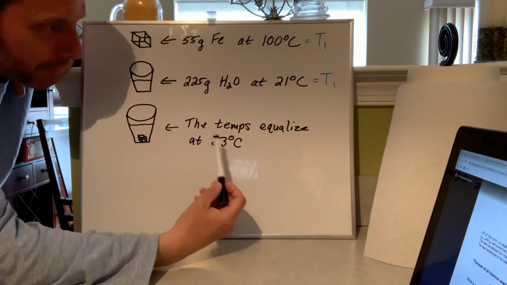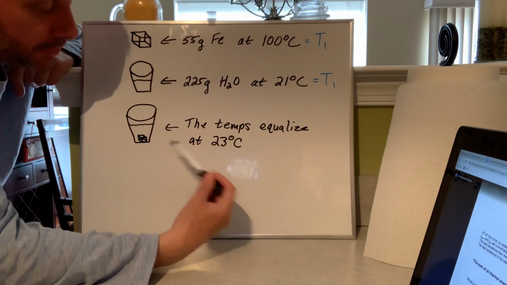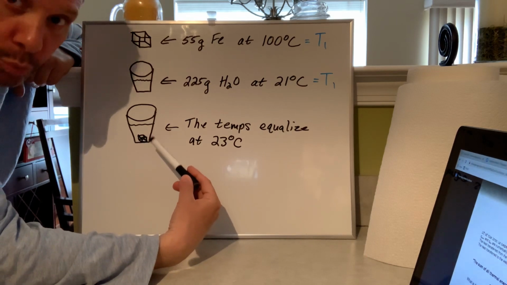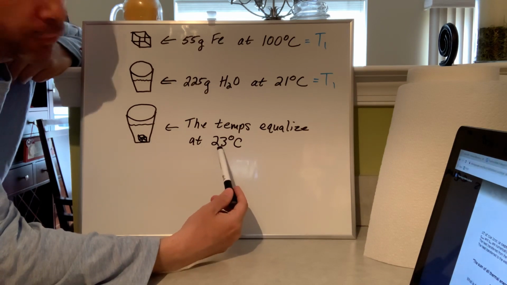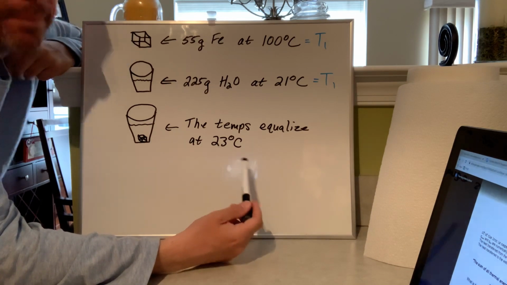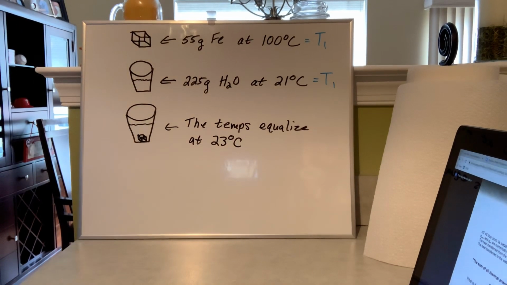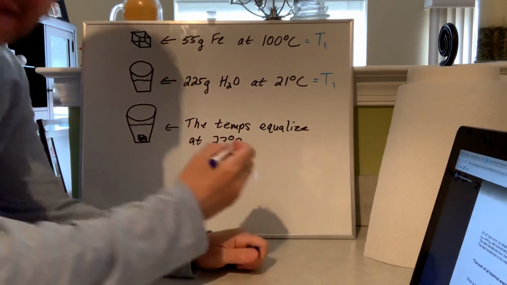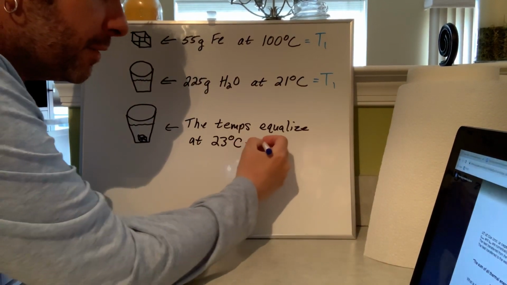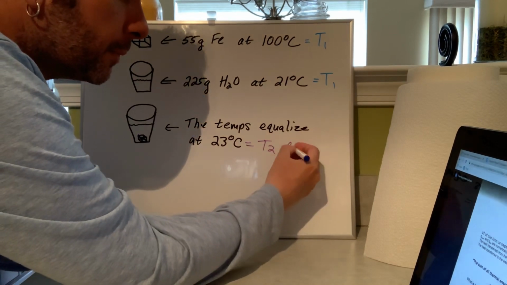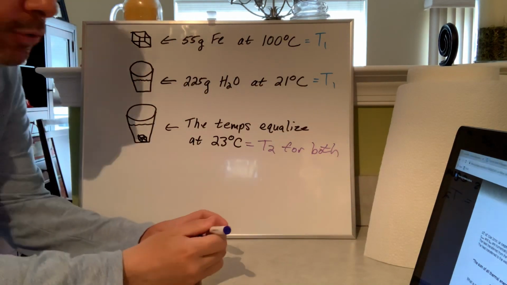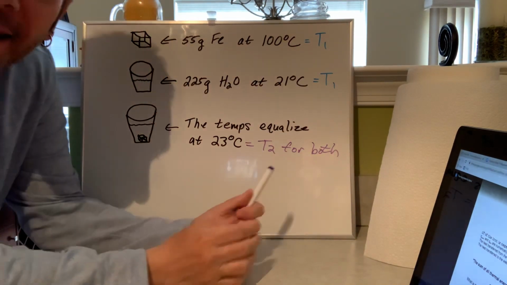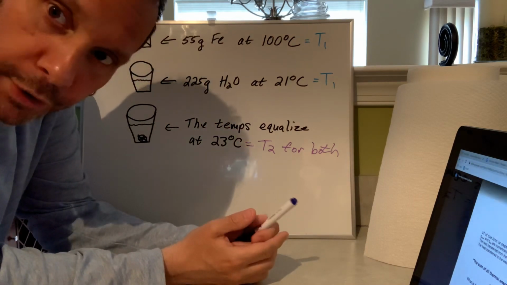If the temperature of the water is 23 degrees Celsius and the iron is sitting in the water, then that must mean the temperature of the iron and the temperature of the water are both 23 degrees Celsius. So when it says they equalize at 23 degrees Celsius, what that means is this number here is T2 for both things. It's the T2 for the iron and the T2 for the water.